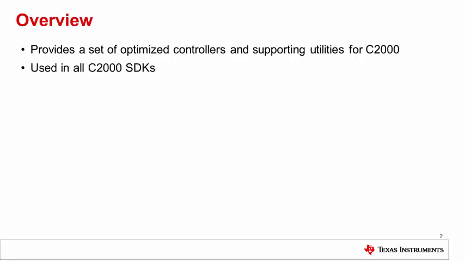The DCL was first released in 2015 to unify common controller types found across C2000 applications. Today, the library is used throughout the C2000 motor control and digital power SDKs, as well as various C2000 application solutions. The library supports all the current C2000 CPUs, including 32-bit fixed point, 32-bit and 64-bit floating point, and the control law accelerator.